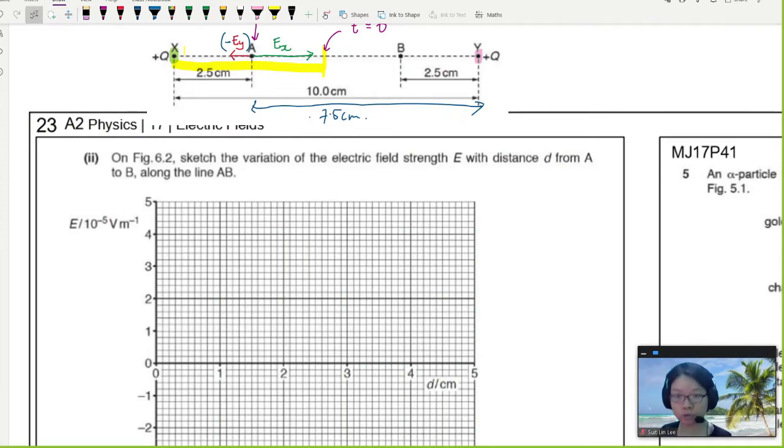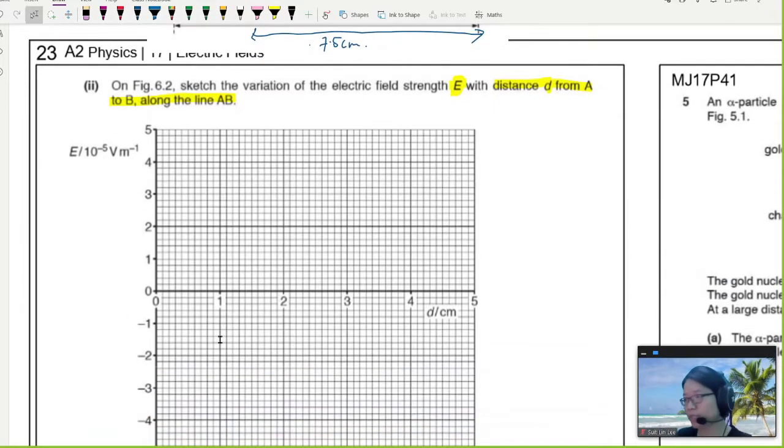Okay, so here is part 2. On figure 6.2, sketch the variation of electric field. This one got the trick one. With distance d from A to B along the line AB. Okay, so here's a question guys. You see your d is only until 5 cm. Does that make sense? Let's think of it.